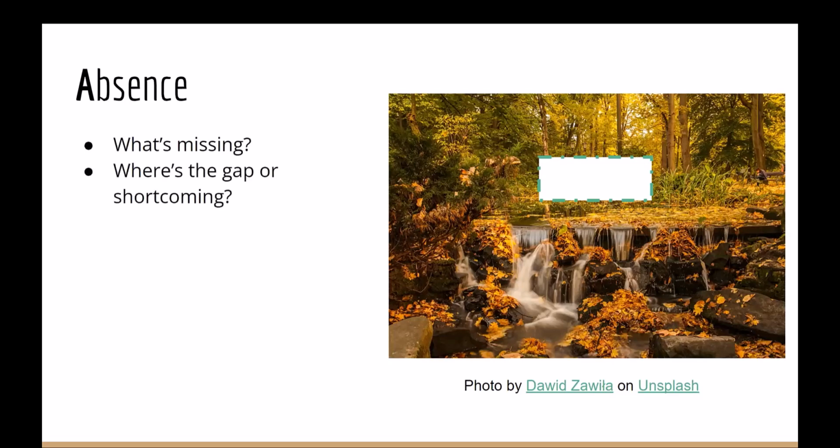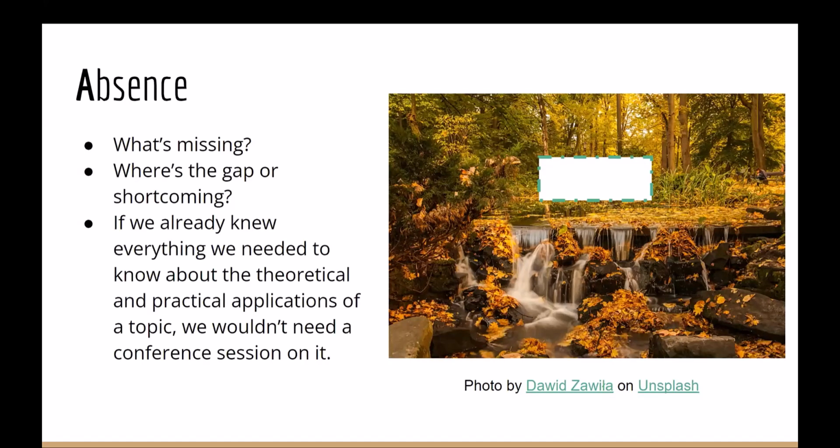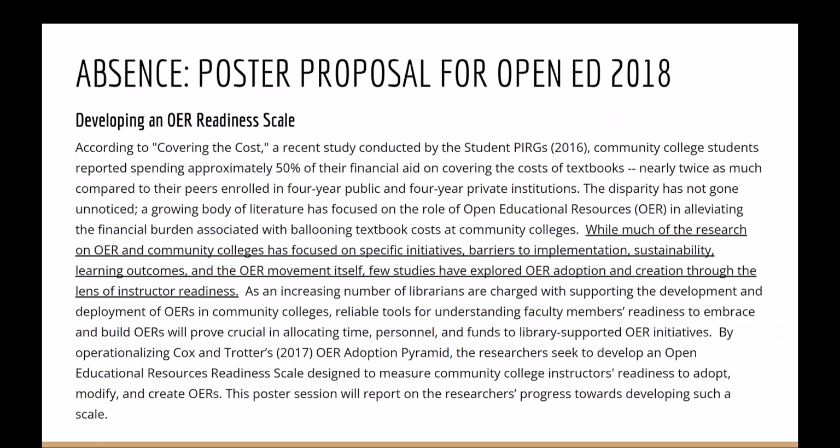The next element is absence. So in academic writing in particular, we like to emphasize the importance of finding a gap. And it's the same case I've found with conference proposals, because at the end of the day, if we already knew everything we needed to know about either the theoretical or the practical applications of the topic, we wouldn't need a conference session on it, right? So again, absence asks what's missing, where's the gap or the shortcoming.